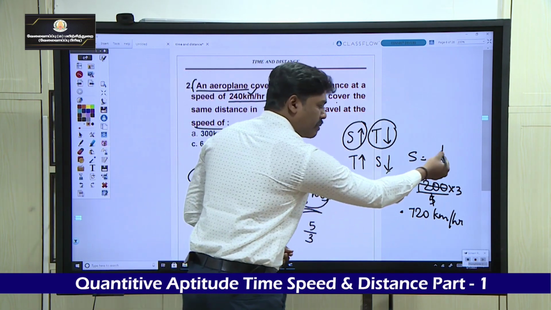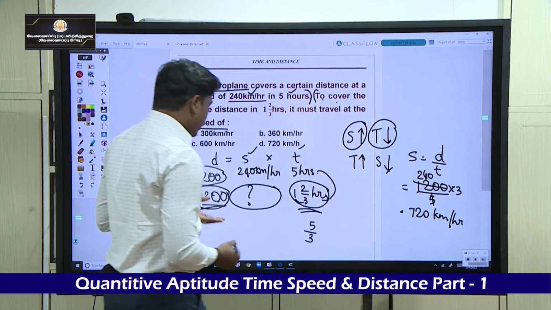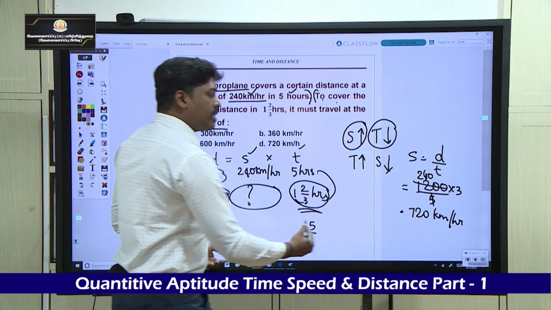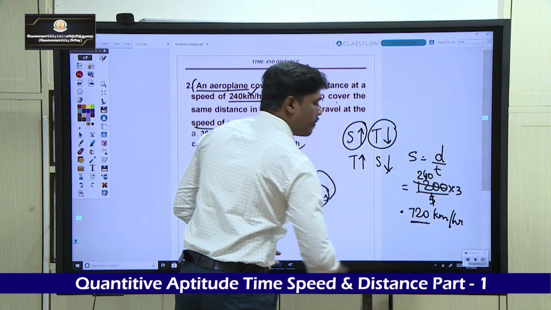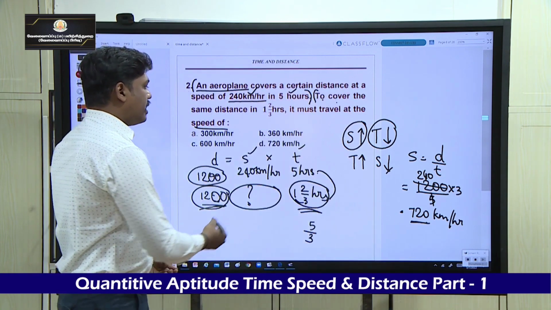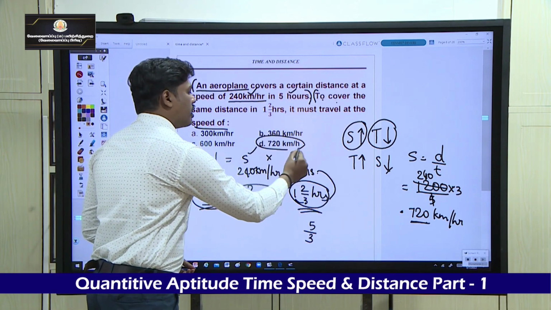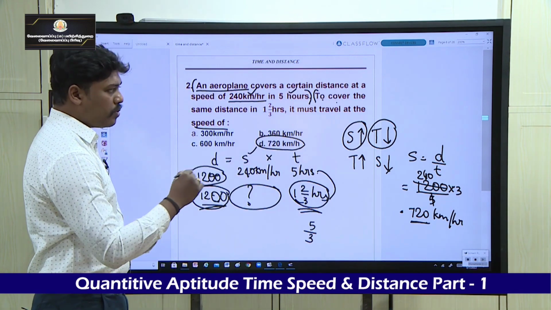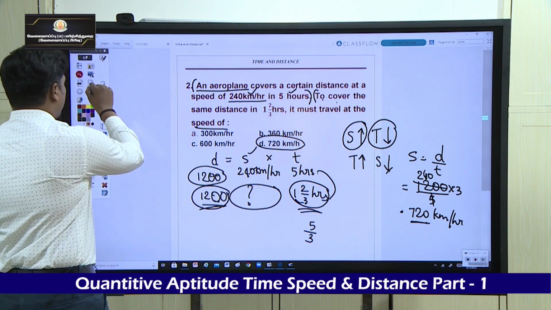So speed equals distance by time. Distance here is 1200 divided by 5/3. You will be getting 720 kilometers per hour. So the answer is option D here. With this we can just move on to the next problem.